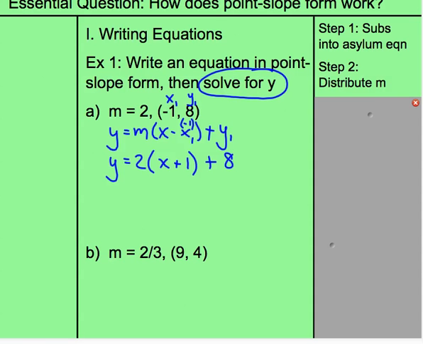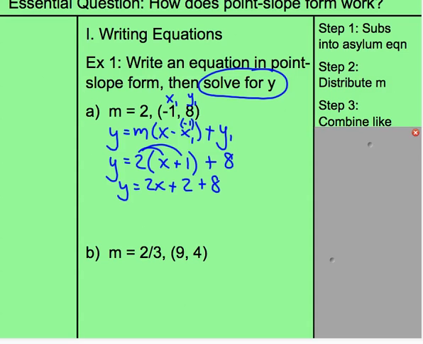So in order to get it in slope-intercept form, we're going to start by distributing our slope. So we get 2x plus 2. We do not distribute the slope outside the asylum because it's being added, not multiplied. And then combine our like terms to get our equation in simplest form. We've got 2 plus 8, which gives us 10.